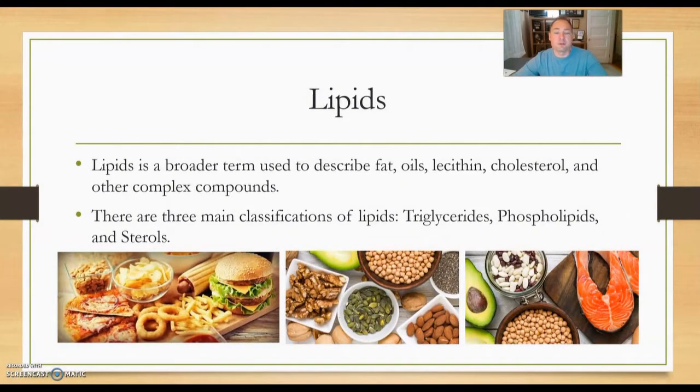Before we go any further, we have to understand that the overall category of fats is actually termed lipids, right? And lipids is the broader term used to describe fat, oils, lecithin, cholesterol, and other complex compounds that would be under the fat category. Now, there are three main classifications of lipids that we tend to talk most about, and these are triglycerides, phospholipids, and sterols.